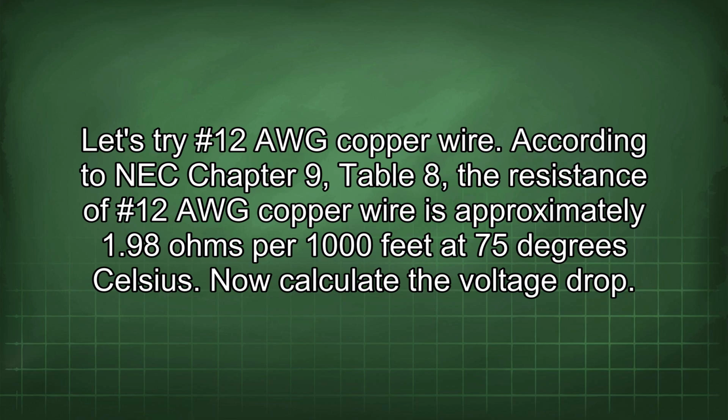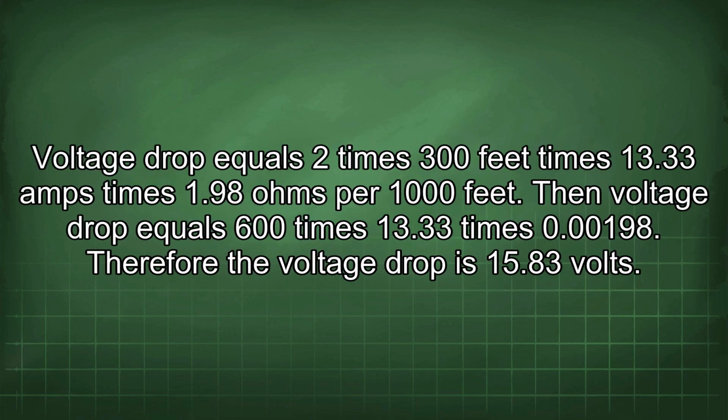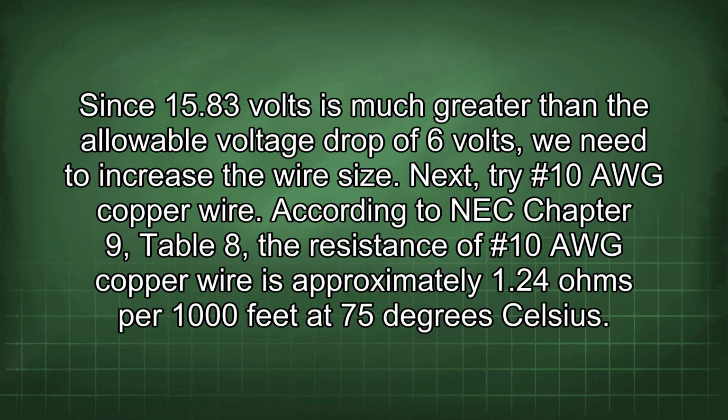Now calculate the voltage drop. Voltage drop equals 2 times 300 feet times 13.33 amps times 1.98 ohms per 1000 feet. Then voltage drop equals 600 times 13.33 times 0.198. Therefore, the voltage drop is 15.83 volts. Since 15.83 volts is much greater than the allowable voltage drop of 6 volts, we need to increase the wire size. Next, try #10 AWG copper wire.